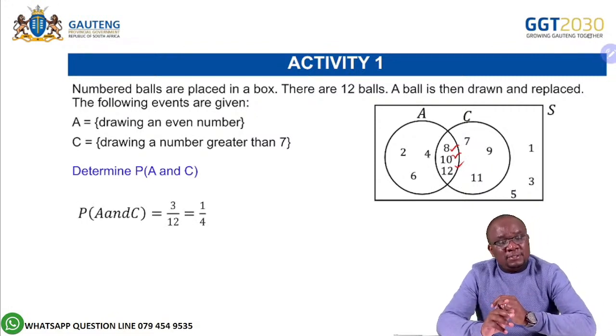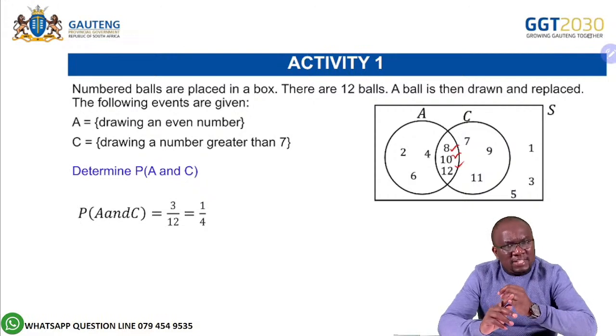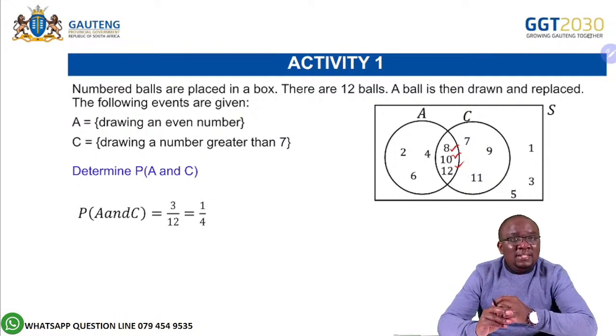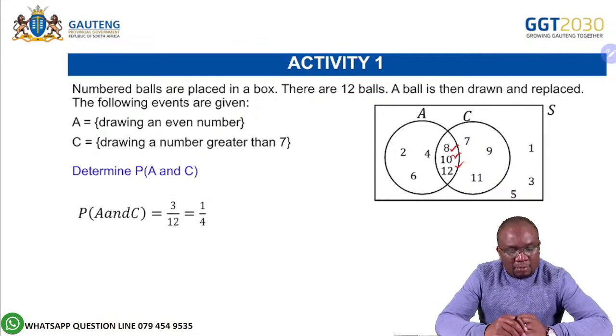Remember, in the first question we started by drawing the Venn diagram. Then after the Venn diagram, we found the probability of A or C. It was 3 out of 4, not equal to 1, meaning that the two events are not exhaustive. And here the probability of A and C is not equal to 0, meaning that these two events are not mutually exclusive, but they are inclusive. You see that?